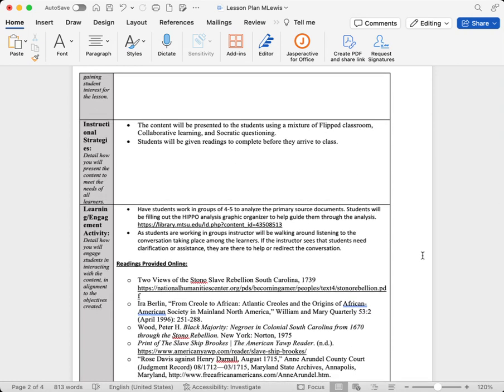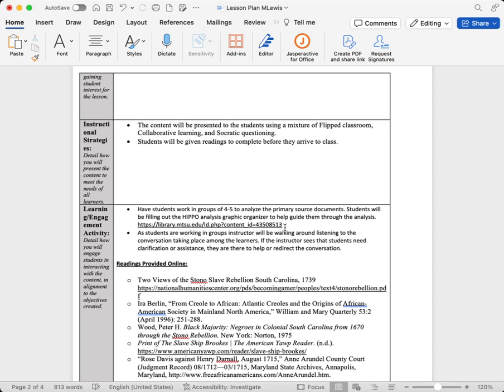After our think, ink, pair, share, students are going to break up into groups of 4 to 5, and they are going to be analyzing the primary sources that I provided them online. And again, students should have already read these sources, so this should be much easier for those that did. Students will be filling out the Hippo Analysis Graphic Organizer to help guide them through the analysis of primary sources. And I do have that linked right here. It is from another university, but it is a really good way to have students analyze sources.